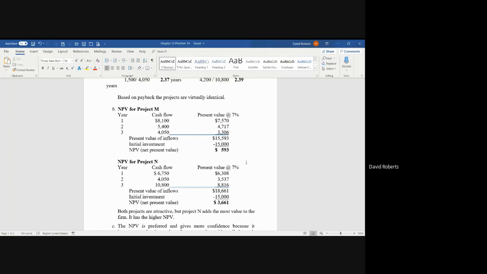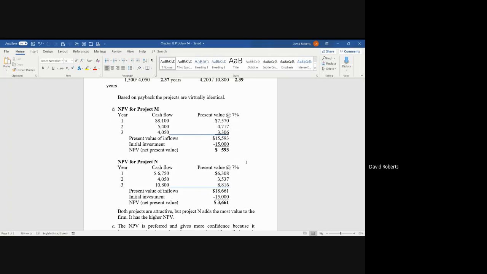The present value of the outflows is the 15,000, and you wind up with a positive number of $593. This is not a profit. This is not net income. This is $593 above a 7% rate of return. So it's not a profit. It's not a net income. It's above your target. Your target is the rate of return of 7%. So it's almost like extra or bonus money.